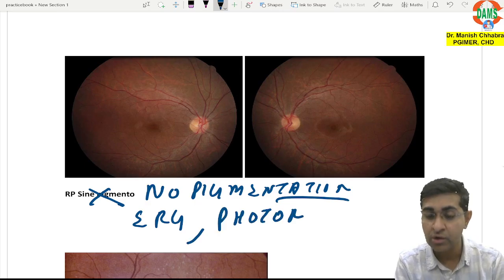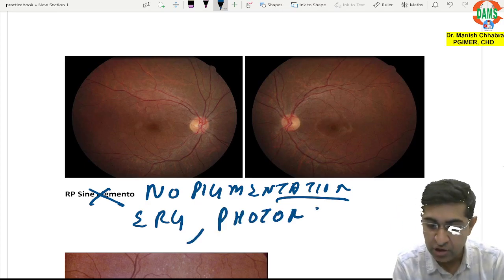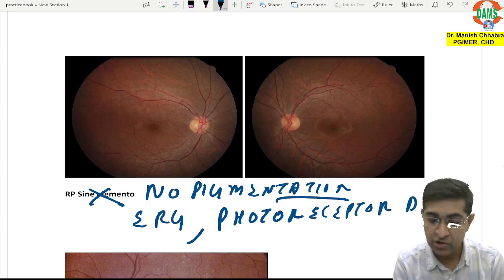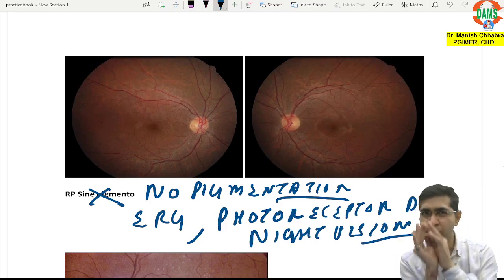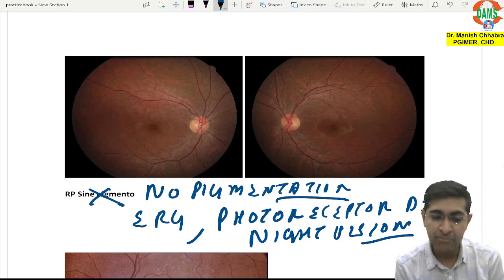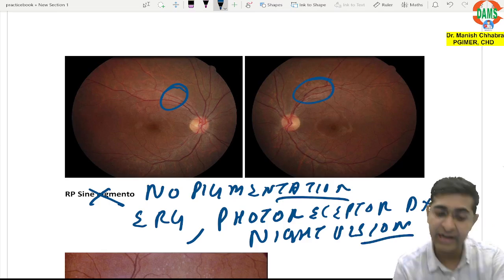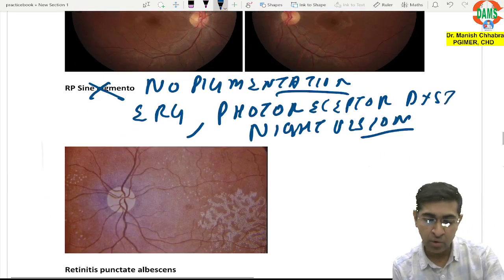You will go for OCT, optical coherence tomography. There will be photoreceptor dystrophy. There will be difficulty in night vision. So the clinical picture will be pointing more towards retinitis pigmentosa, and you can appreciate that the vessels may be thready. So RP sine pigmento.